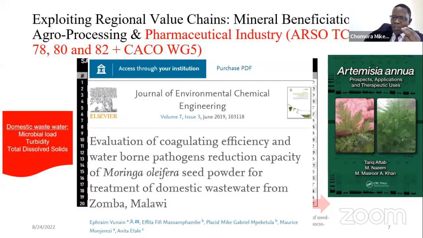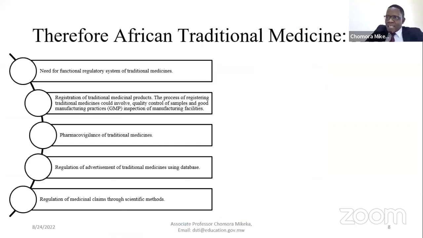So, a traditional herb like Moringa oleifera would be able to mitigate issues of microbial load, turbidity, but also total dissolved solids to improve the water quality and make it available for consumption. Let's go to the next. Based on that, this is my last slide.